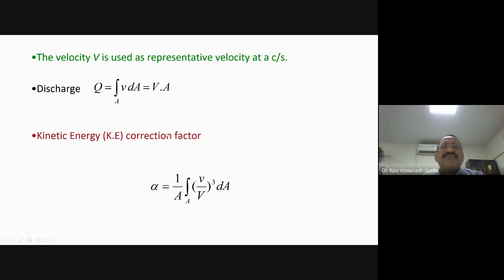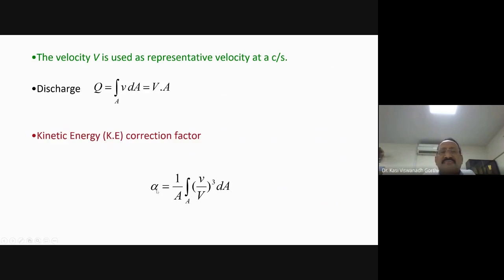The kinetic energy correction factor alpha is given by alpha equal to 1 by A integral of small v by capital V whole cube into dA. What is capital V? The mean velocity taken as a representative velocity at a given section. Small v is the local velocity which may be varying at different points at a given section. Of course, capital A is the wetted area and dA is the elemental area that you have considered.